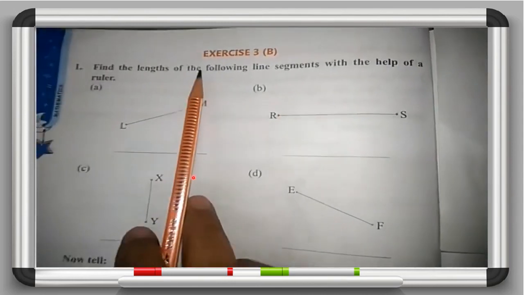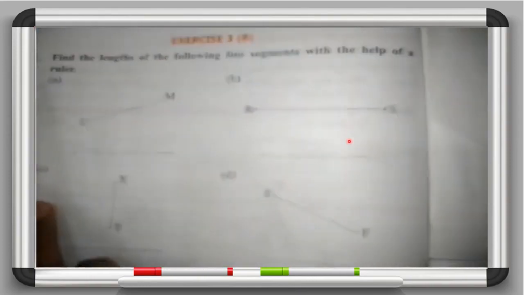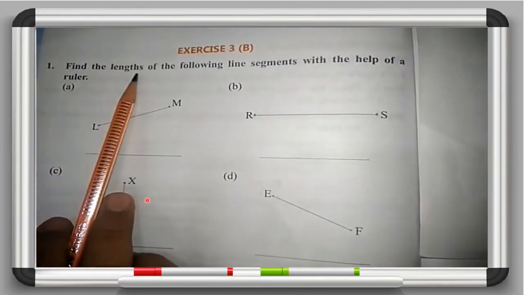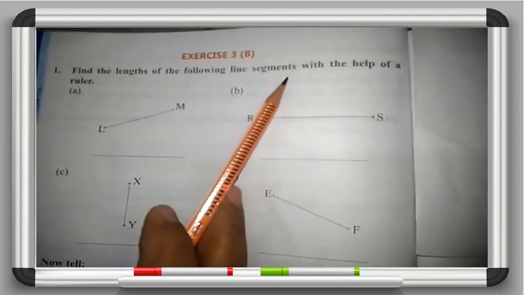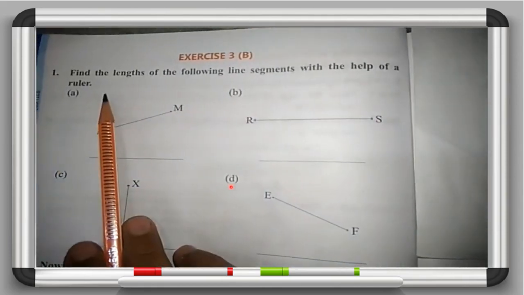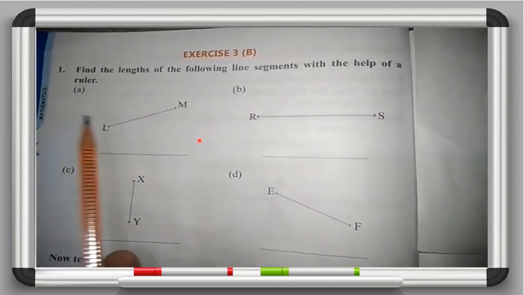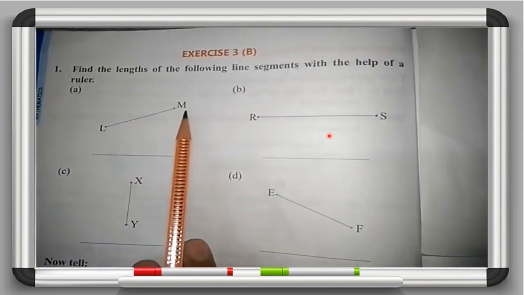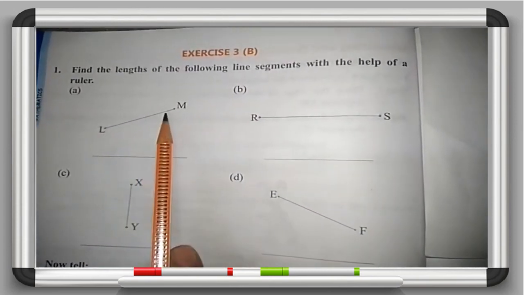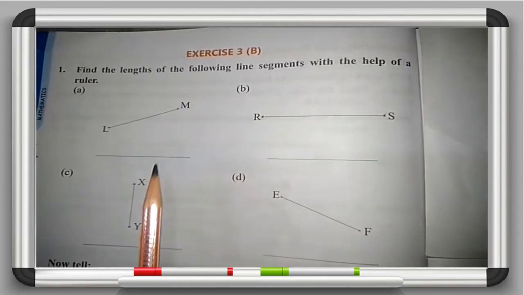Now beta we will do exercise 3B question number 1. Find the lengths of the following line segments with the help of a ruler. So here in A part, this line segment LM is given. Now we have to find out the length of this line segment.